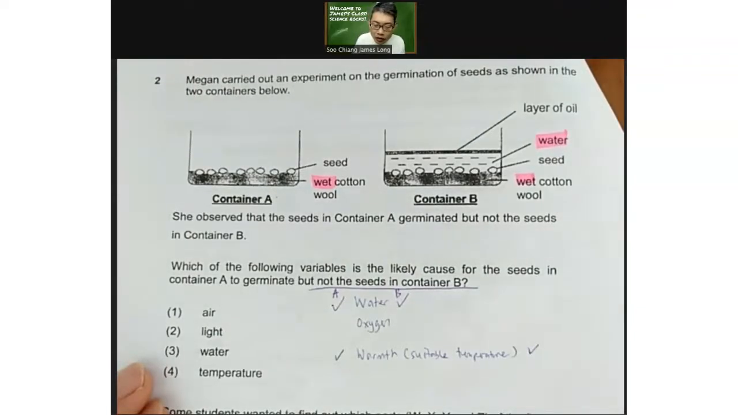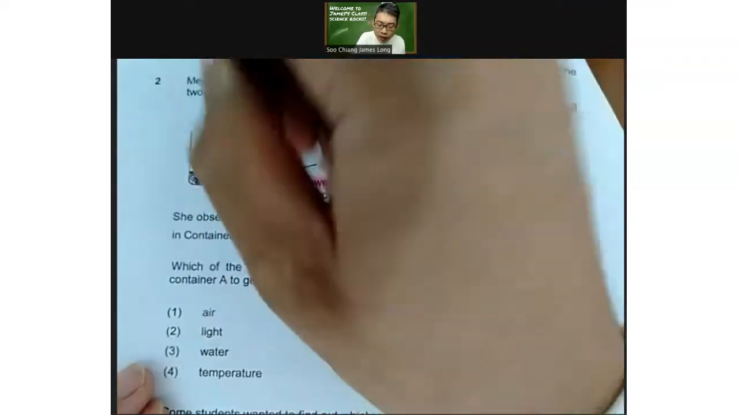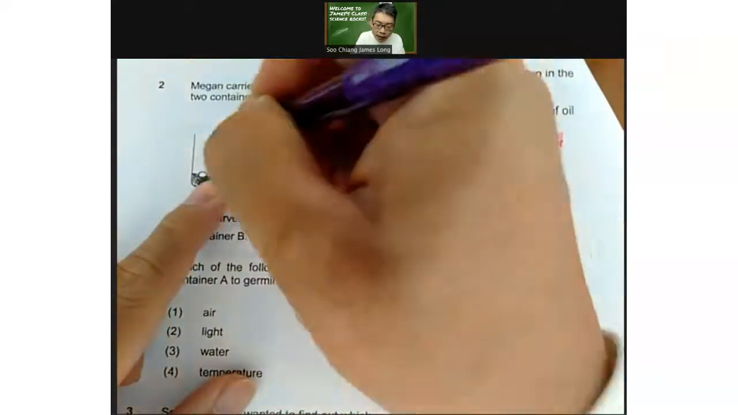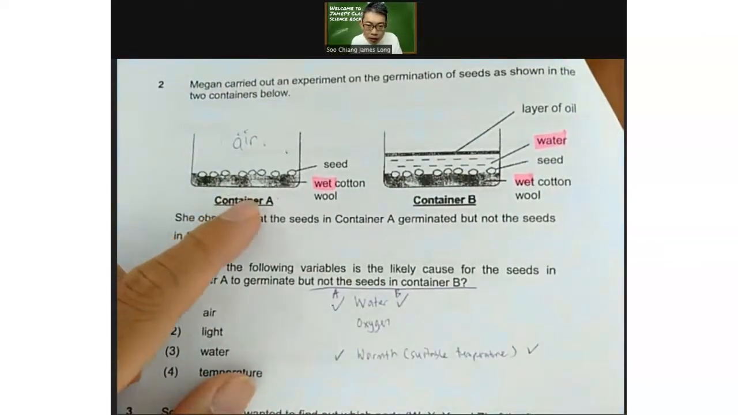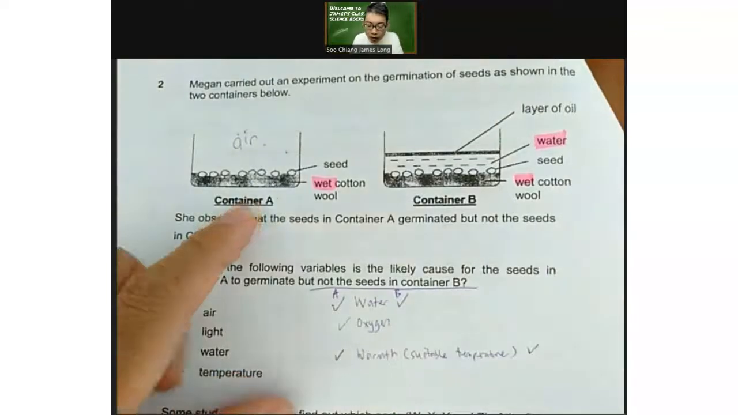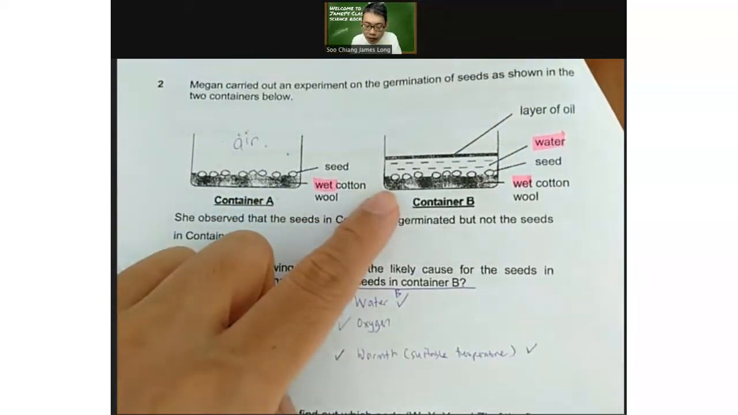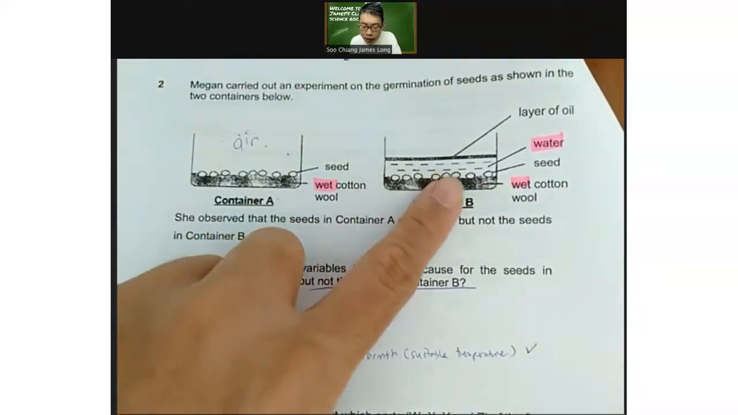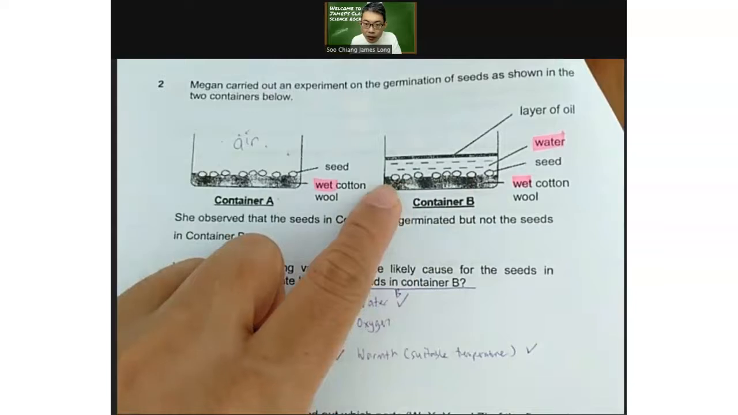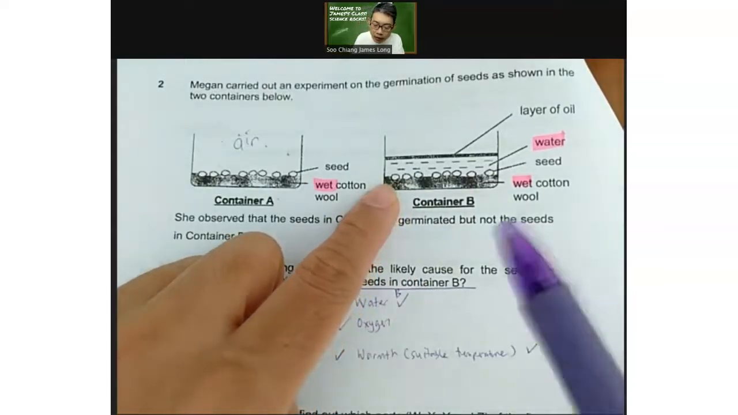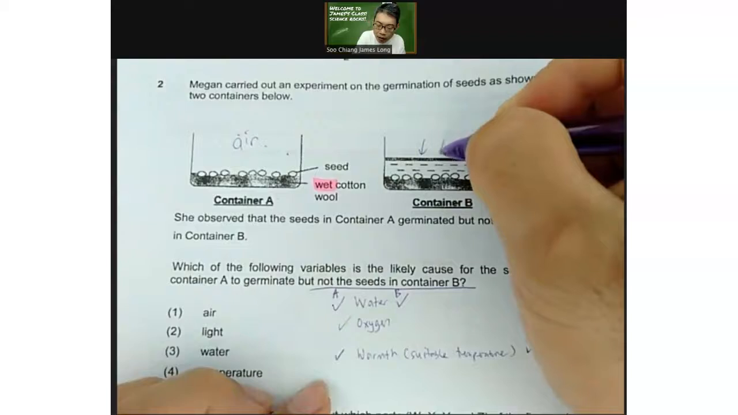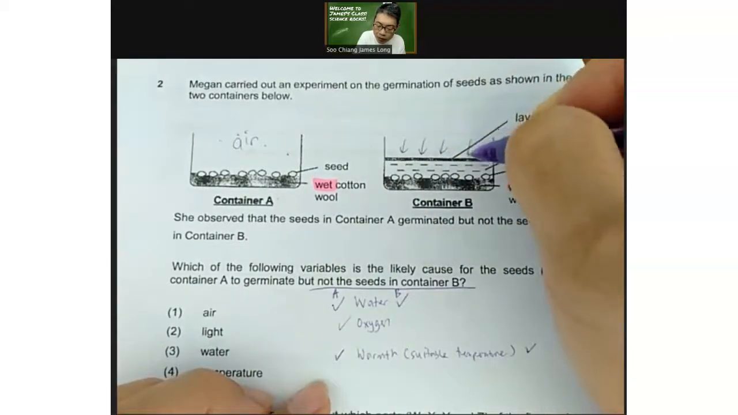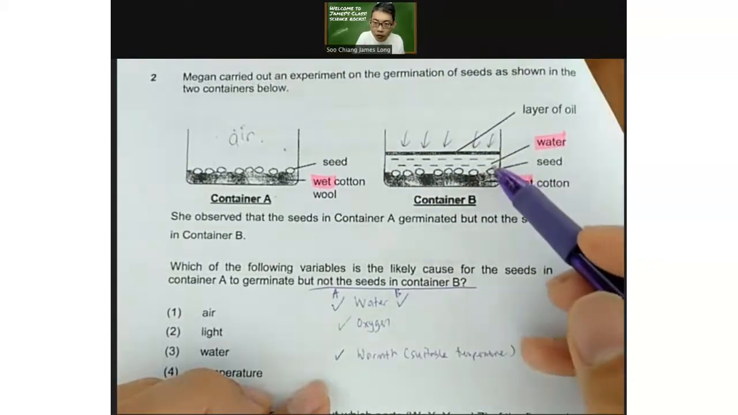Now how about oxygen? Clearly, this part is the air, and oxygen is part of air, so I'm very sure there is oxygen here. Here is different, right? The seeds are covered with water. They're practically drowning inside, and there's a layer of oil. So oil will stop any oxygen from the air from dissolving inside the water.